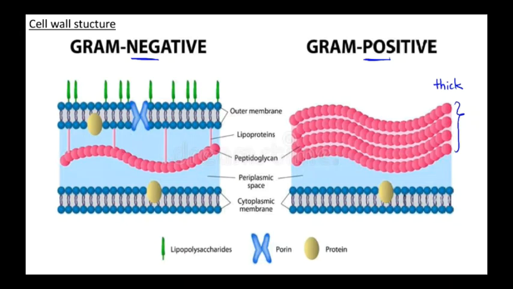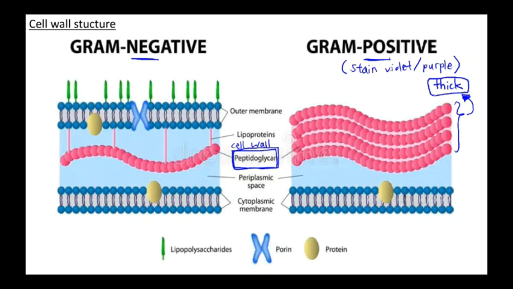If the cell wall is thick, then it can retain the purple dye, which is the first crystal violet dye, and that's why gram-positive bacteria will be stained violet or purple. Even after we wash the bacteria with alcohol, it does not decolorize the bacteria because it has a thick cell wall to retain the purple color of the dye. It has a thick layer of cell wall made of peptidoglycan.